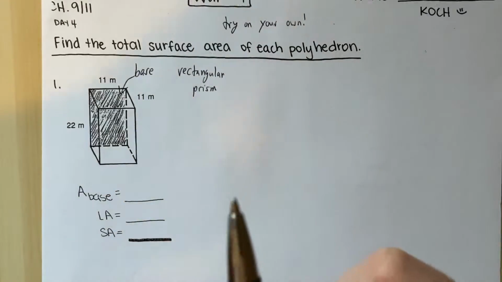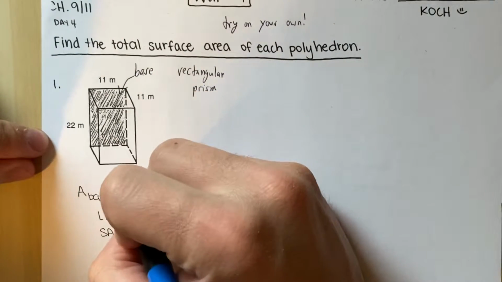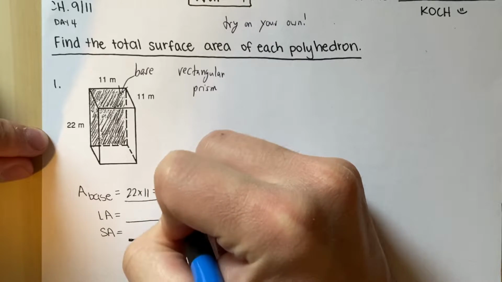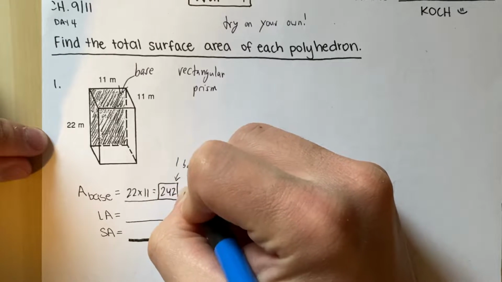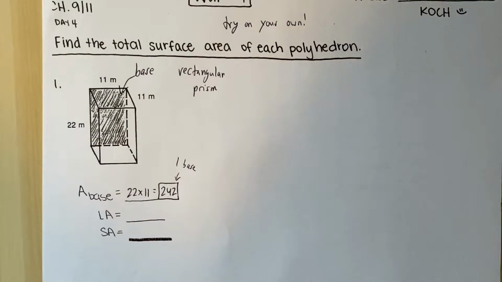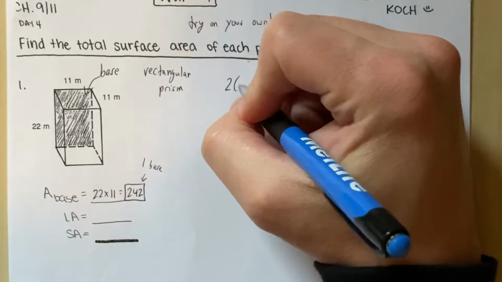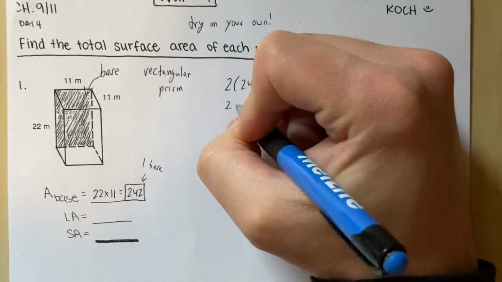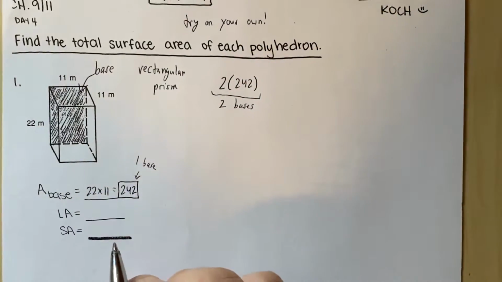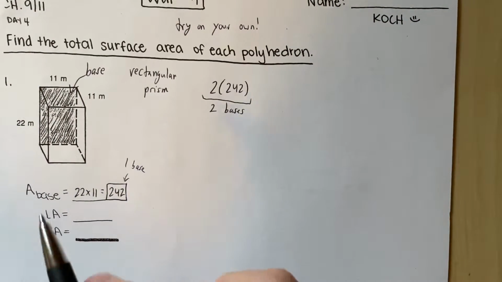So let's think about it. The area of one base is a 22 times 11 side, which is 242. So again, remember, this is one base. In the big scheme of things, we have two of those 242s because there's two bases overall. That's beautiful. But then the lateral area is everything else.